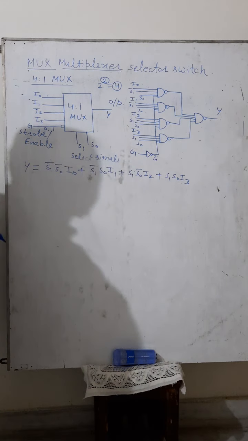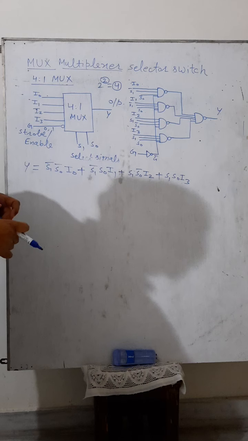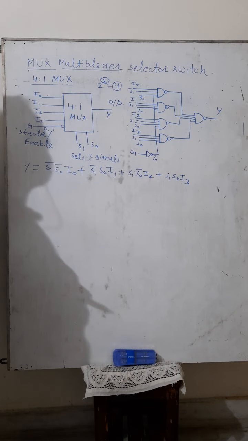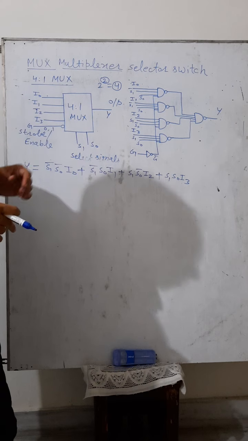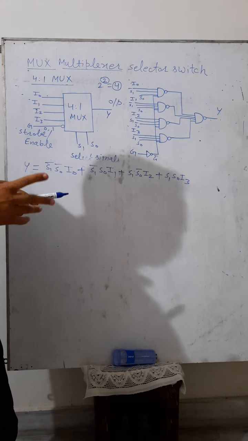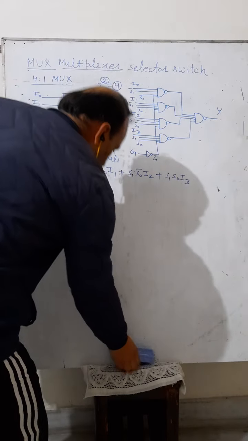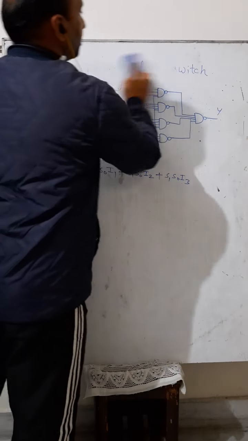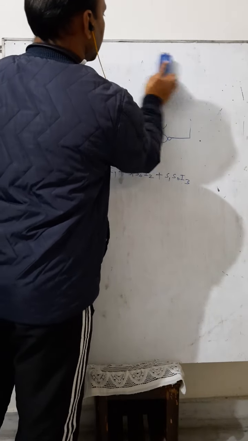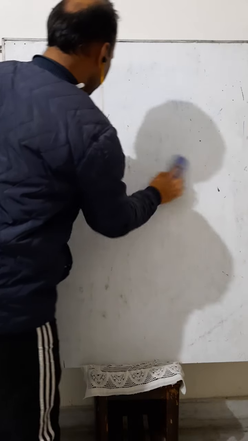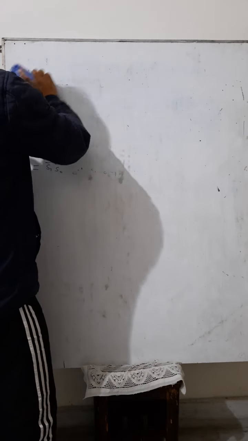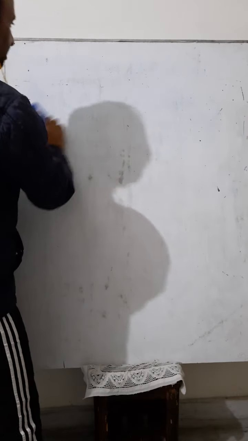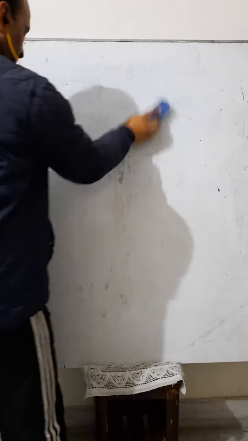So this is the selector switch, this is the multiplexer, and we discussed a very simple example of a multiplexer as 4:1. Here we see the application of this mux, with a very simple example of how to implement this mux in any electronics problem. We take some example.